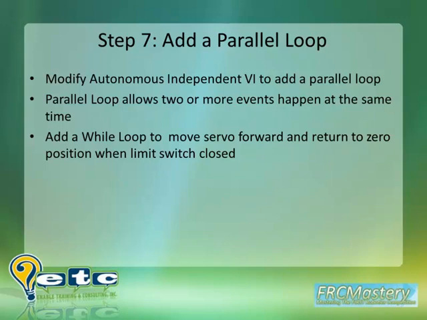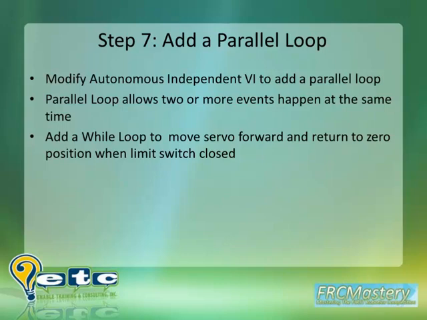Welcome to the seventh and final video of the 7 Steps to FRC Robot Success series. In this video, we're going to add a parallel loop in the autonomous mode that will slowly move the servo forward and return the servo to its zero position once a limit switch has been closed.